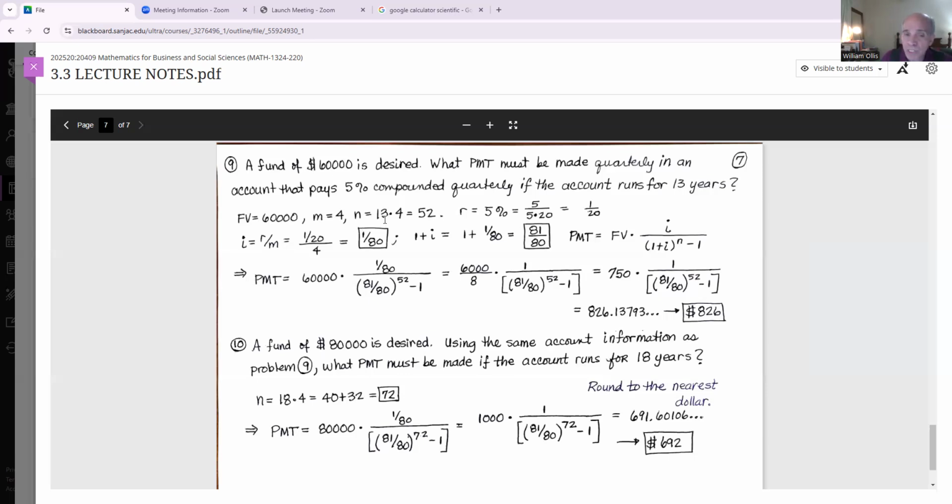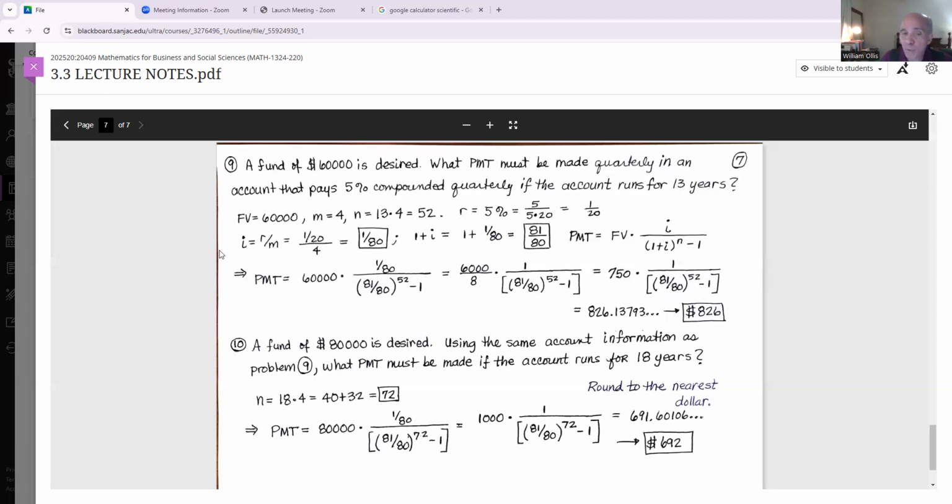And now we've got 13 years times 4. Looks like we're playing cards. We have 52. So there are 52 payment periods. Now, again, the annual rate of interest is 5%. So we can go ahead and write that as a fraction. Of course, 5% is just 5 divided by 100, but 100 is 5 times 20, so the 5's absorb, and we have an annual rate of 1 over 20.